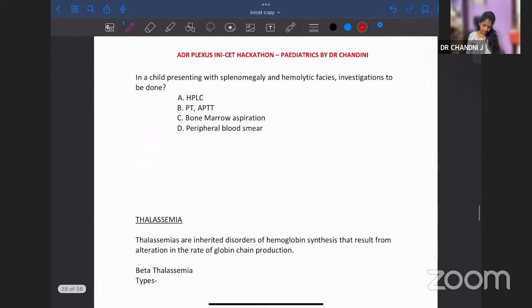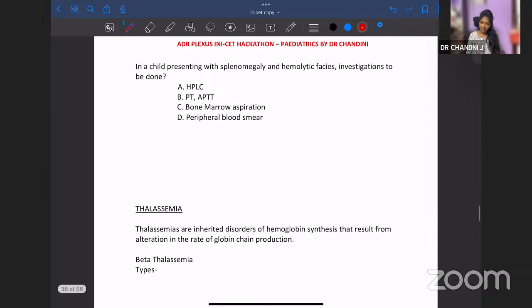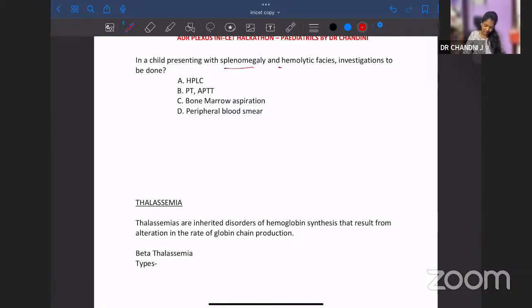Now, the next topic. Child presents with splenomegaly and hemolytic facies. Investigations to be done. Splenomegaly and hemolytic facies are characteristic of some hemolytic anemia. Could be thalassemia. We don't know. So here, what do you do? You do peripheral smear and then HPLC. These two are indicated. PT and aPTT is only for bleeding manifestations. Bone marrow is for something else, not for this. So when you suspect hemolytic anemia, first thing you do is peripheral smear followed by electrophoresis, HPLC.